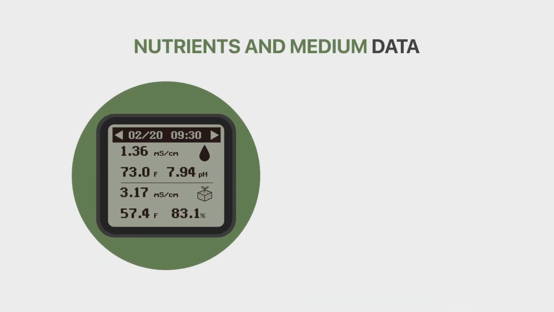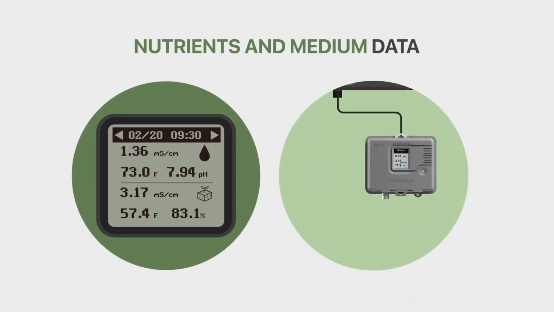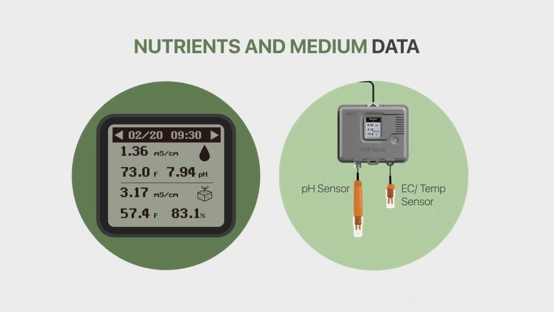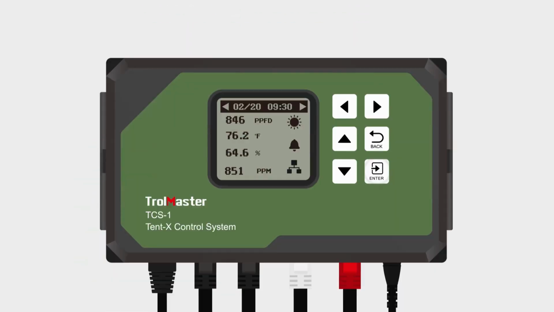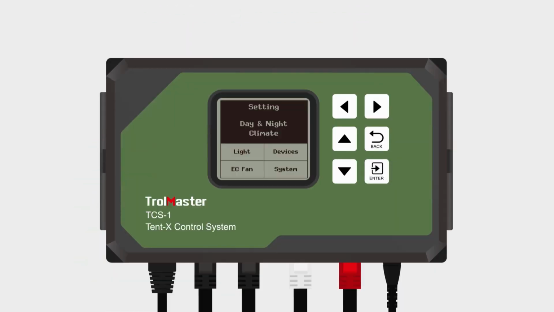Nutrients and medium data. With the use of the MP3, you can connect sensors to continuously monitor the nutrients and grow medium status. Next, if you press enter when you're on the homepage, that will take you further into the settings where you will then see 5 blocks that contain all of the user setpoints for the controller. It is these user setpoints that you will set to determine how your Grow Tent will operate.